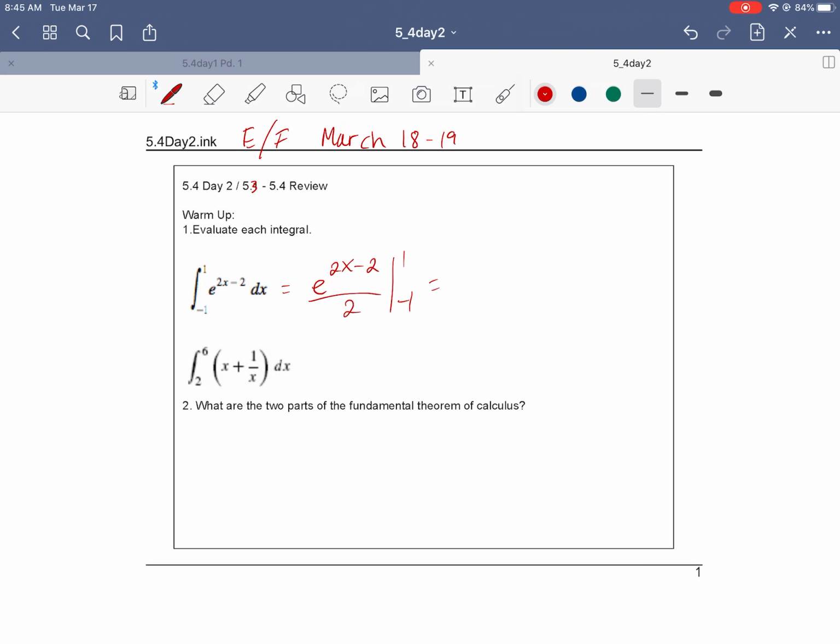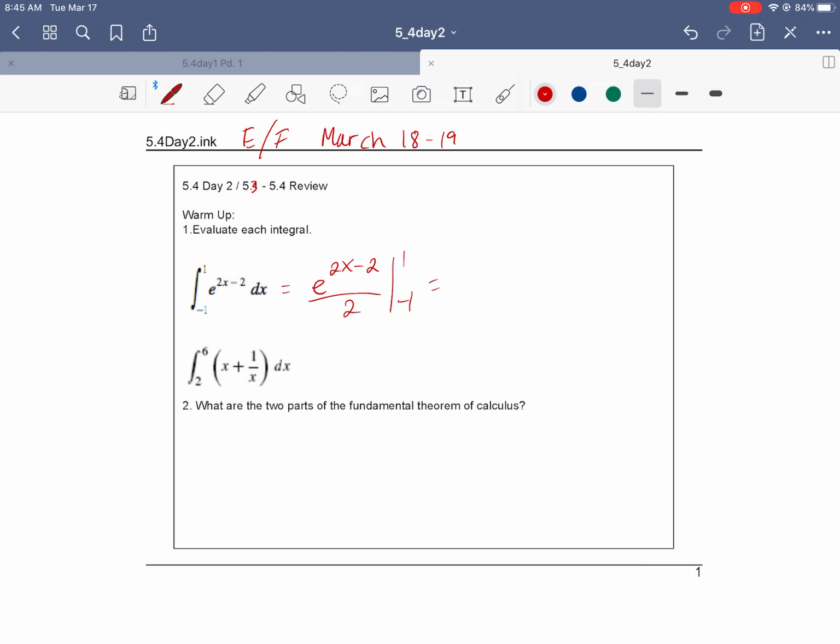We plug in the 1 first, so that will give us e to the 2 minus 2, or e to the 0 power, over 2, minus, now we plug in the -1, so we're going to have e to the -4 over 2. I'm okay with this as your final answer, or you can see that e to the 0 is equal to 1. So we have a 1/2 minus e to the -4 divided by 2 is fine.